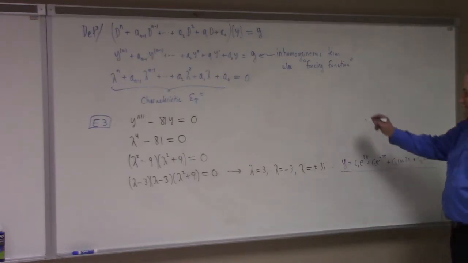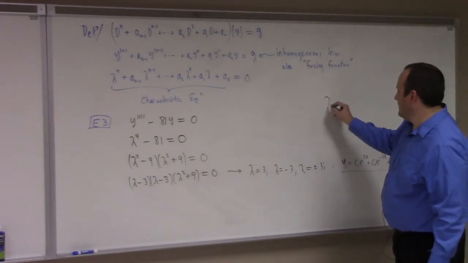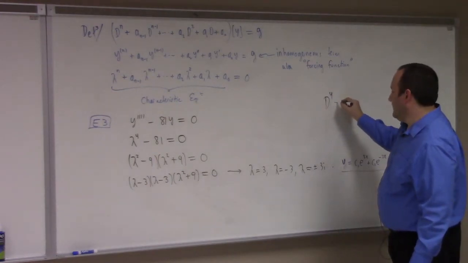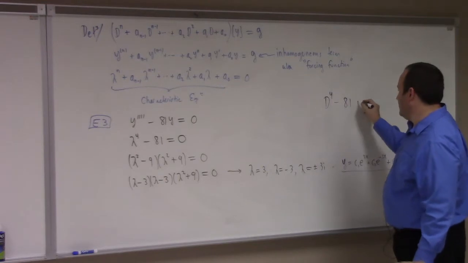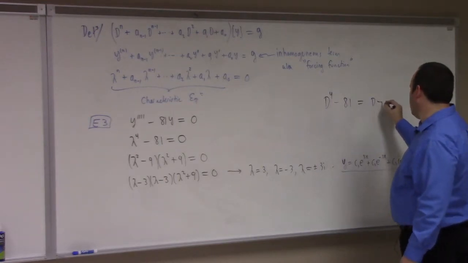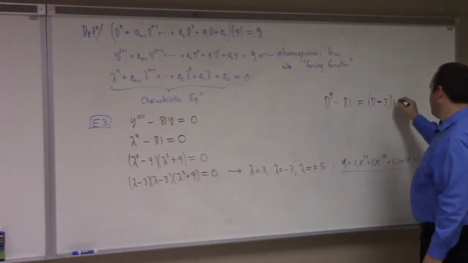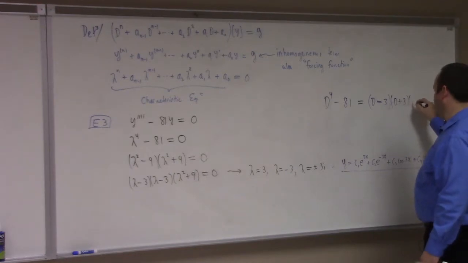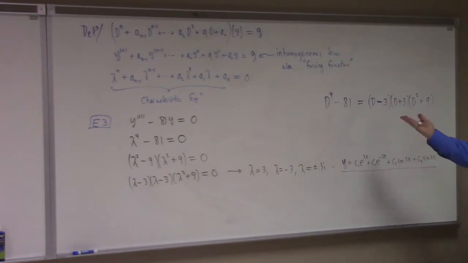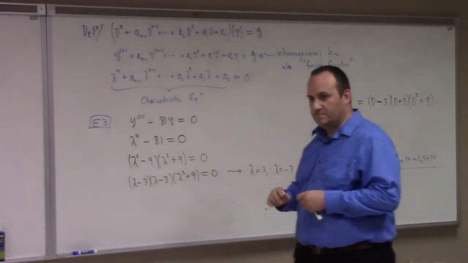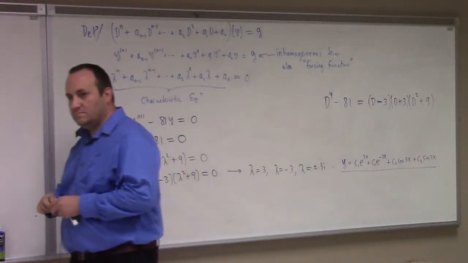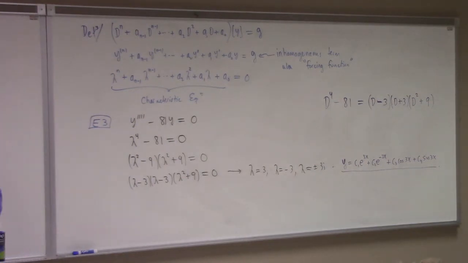Warning. So it is also true that we have D to the 4th minus 81, right, is equal to what? It's equal to D minus 3 times D plus 3 times D squared plus 9. That's also true. This differential operator factors in this way. Right? It's true. Well, what don't we have?